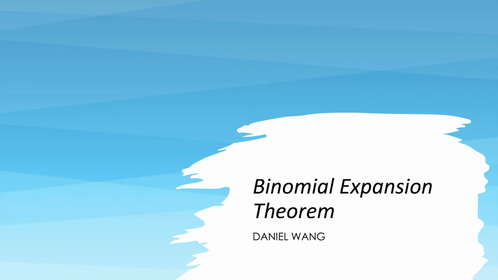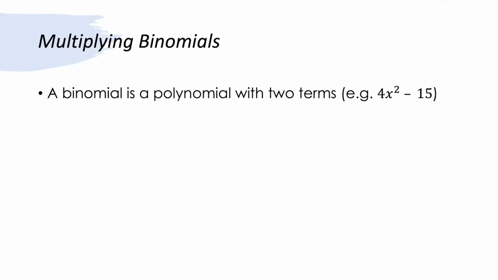Today, I'm going to be talking about the binomial expansion theorem and going over a couple of examples utilizing the theorem. First, let's remember that a binomial is a polynomial with two terms. For example, 4x squared minus 15 is a binomial, and more generally, we can express a binomial in the form a plus b.